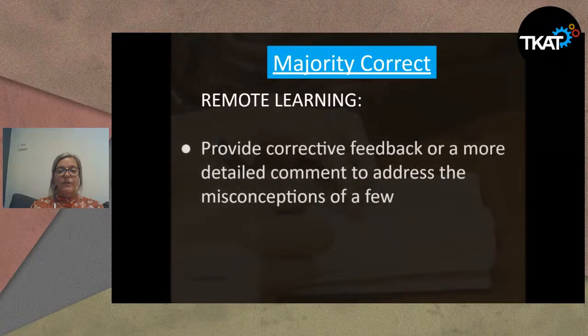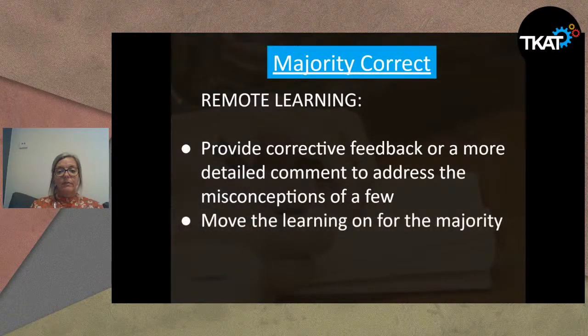Remote learning, you might provide some corrective feedback or a more detailed comment to address the misconceptions. On Google Classroom, you can do this when children hand the work in. You can create private comments and you can return the work back to the child. You can even highlight and add comments linked directly to the incorrect answer. And then for the majority, again, move the learning on. You could ask children to come up with their own questions, or students could answer some more challenging questions on the same topic.